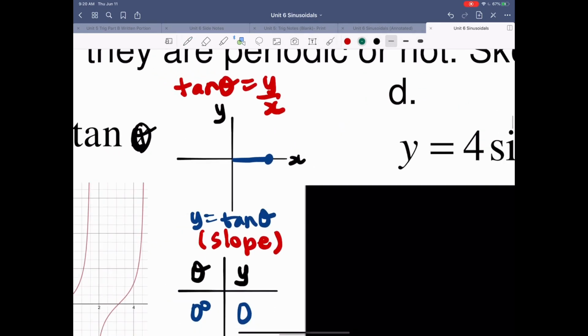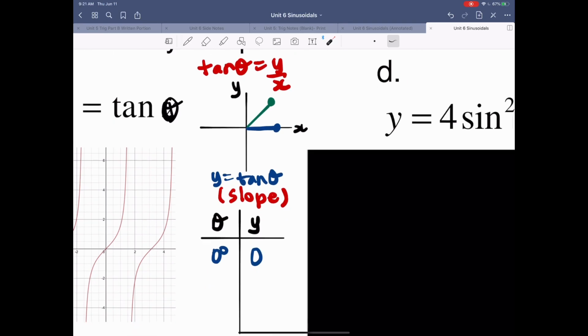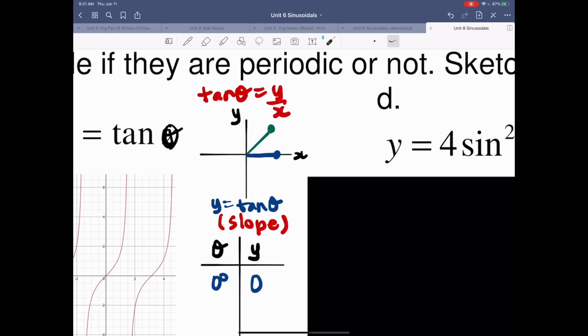Moving on to the next part. So if you have 45 degrees, that means you have a line that has a slope of 1, it has a y and x value of 1. And remember, you can plug it in and get these values as well.